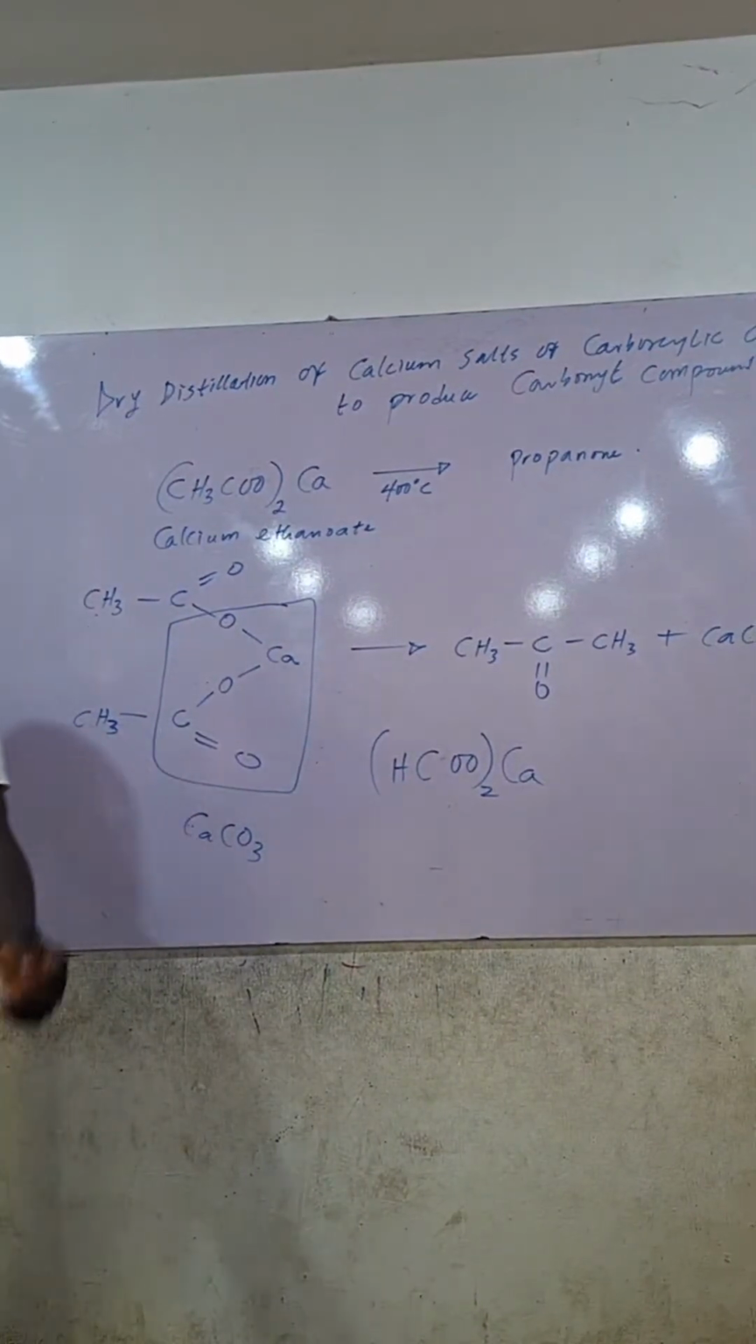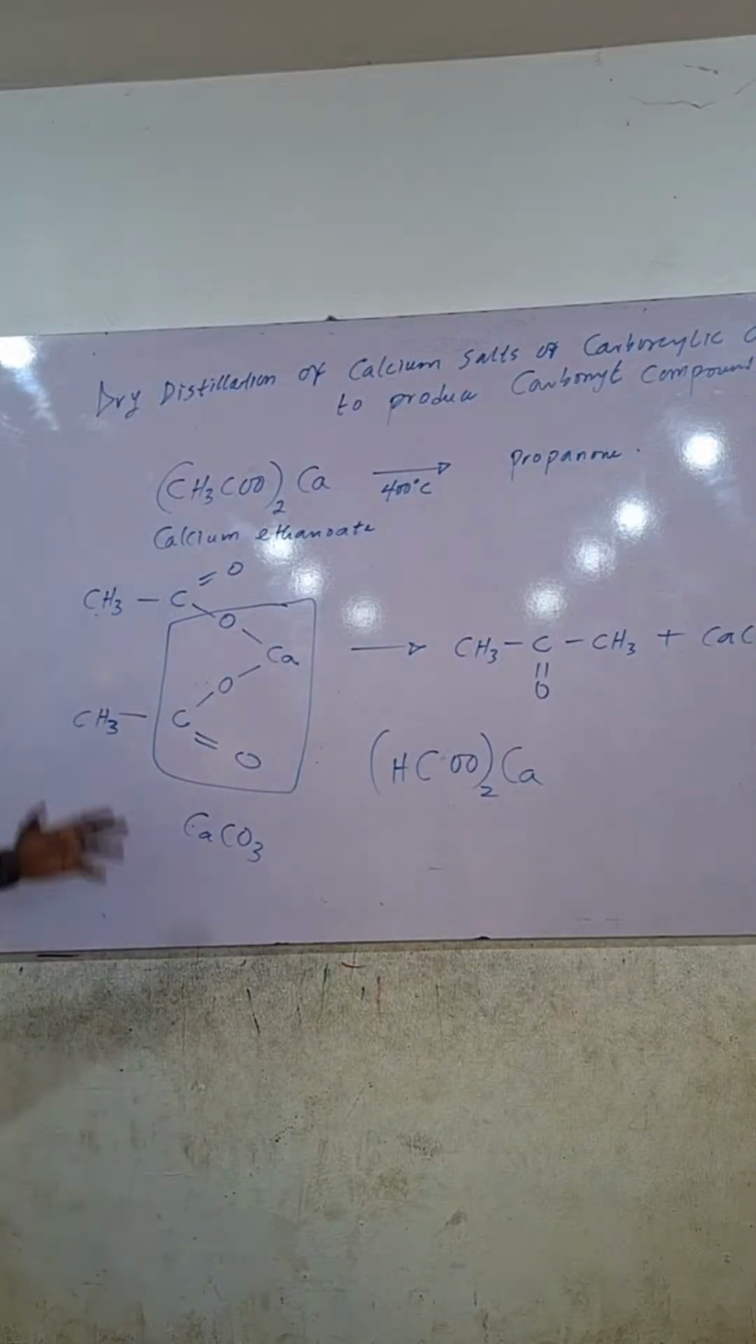What will be your product for the dry distillation? From what I've explained here, it should be very simple. Dry distillation of calcium ethanoate. Actually, when you have ethanoates, there's a shortcut I used to use there. When you have ethanoates, just remove one carbon, then you have 3 carbons left. When you have ethanoates, remove one carbon, you will have 1 carbon left.